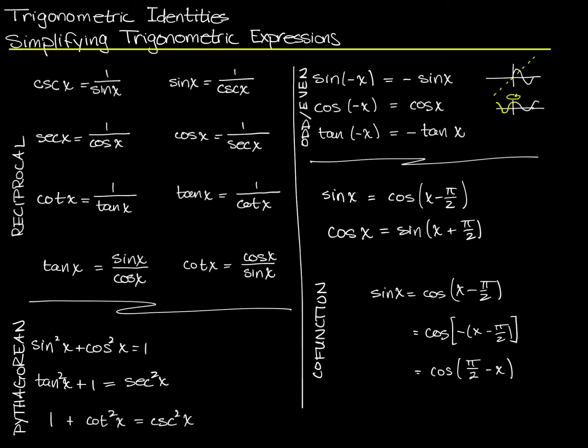So I started with the sine of x is equal to something that I was able to show, graphically speaking. And that means that the sine of x is equal to this, and is equal to this, and is equal to this. So that means the sine of x is equal to the cosine of pi over 2 minus x. So I can write this either as the cosine of x minus pi over 2, or as the cosine of pi over 2 minus x.